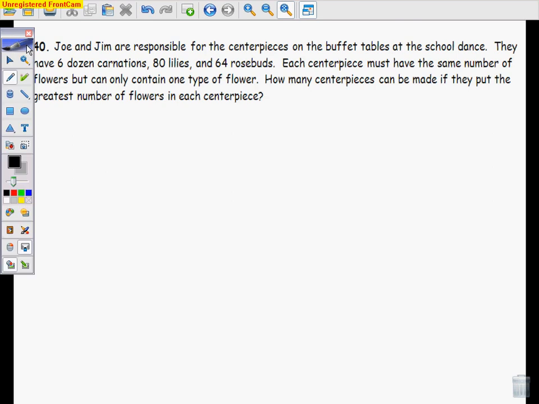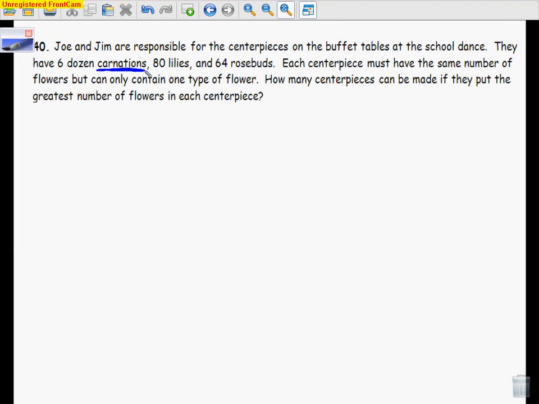All right, first thing I would deal with is find out how many flowers we're working with here. How many carnations do we have? Well, we have 6 dozen, which means that there are actually 72 carnations, right? Then we have 80 lilies and 64 rosebuds.